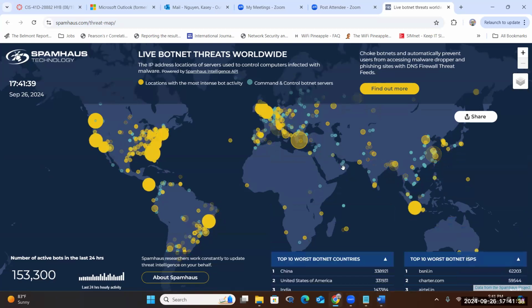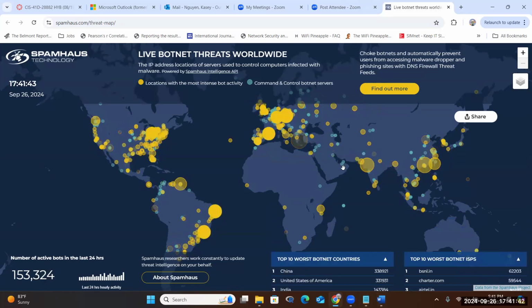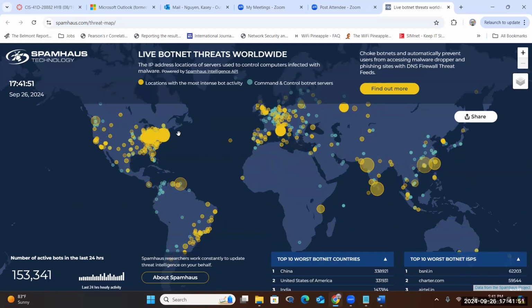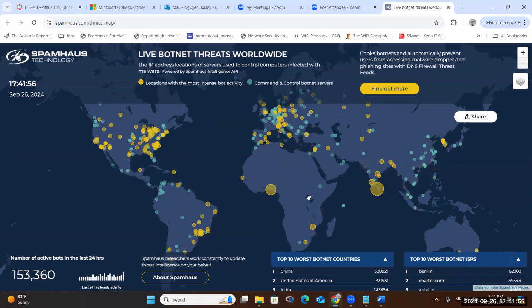So this can be helpful for your threat intelligence, right? To have a little bit more overview on the number of botnets out there and how they can potentially be used for denial of service attacks or.